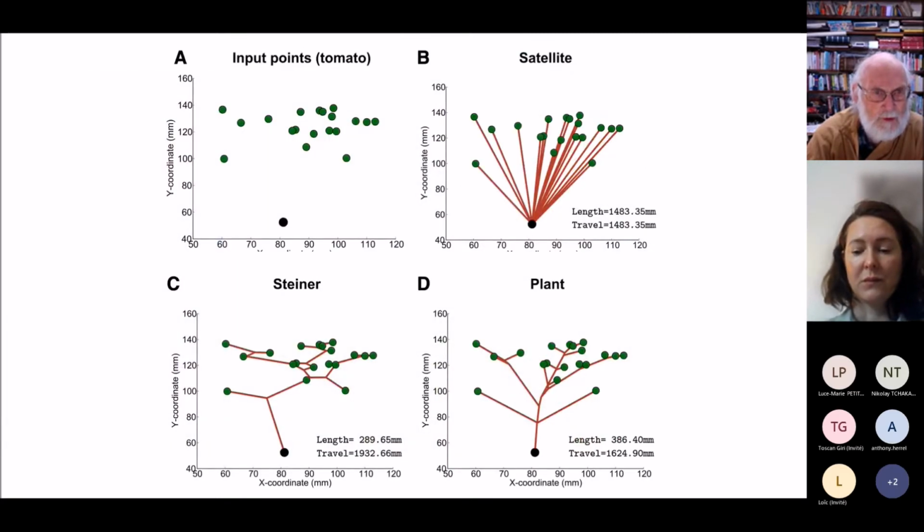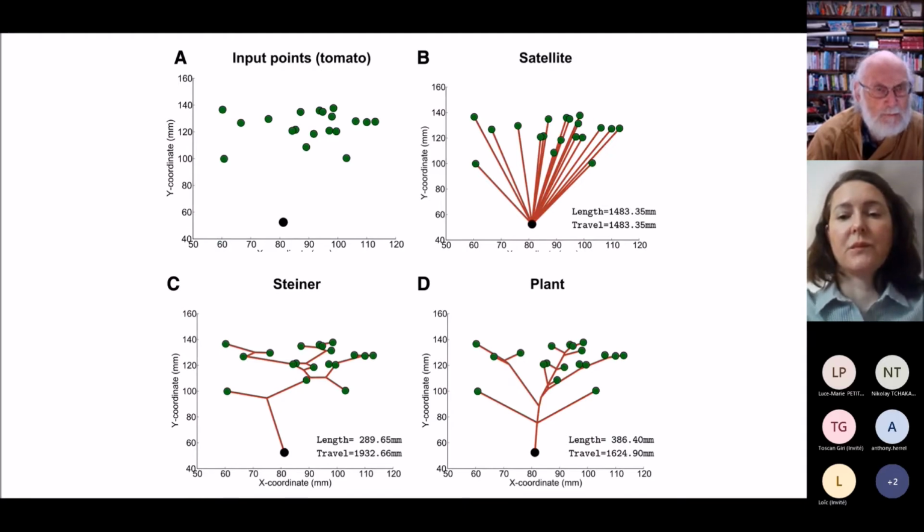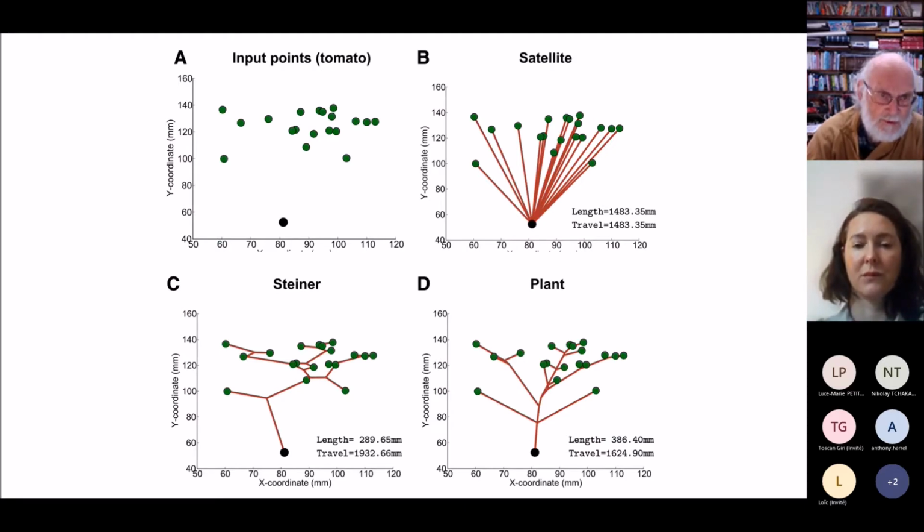These points in diagram A, the input points for the tomato plant, have been projected onto two-dimensional axes. In fact, they're three-dimensional, but there's two, shall we say, limiting ways in which those dots at the top of the distribution can be joined up to the slightly larger dot at the bottom middle of the graph in order to show the length of the conducting path through from the leaf to the stem.